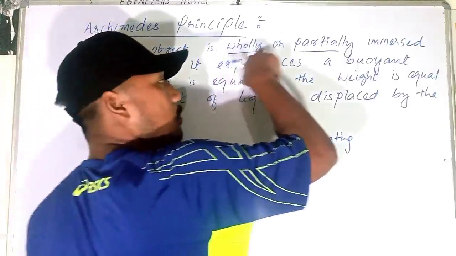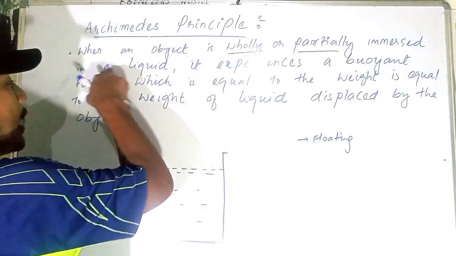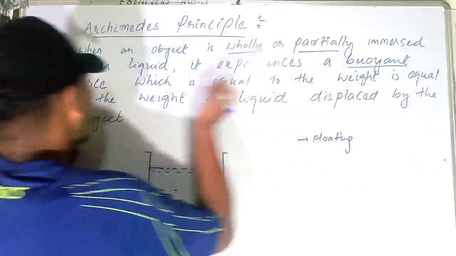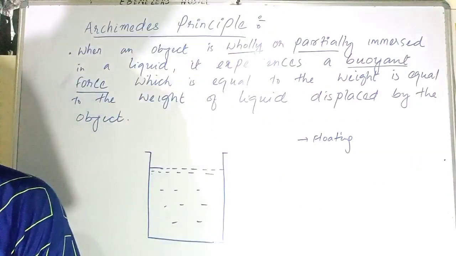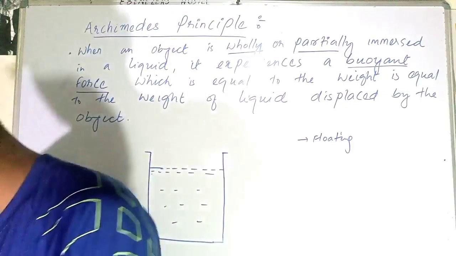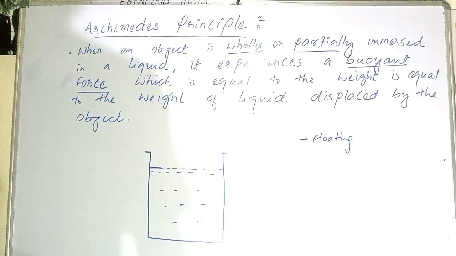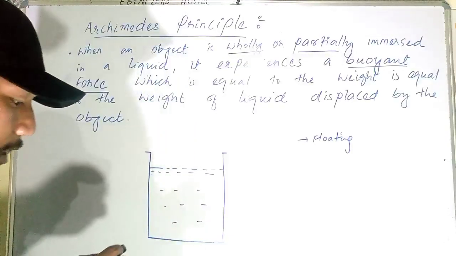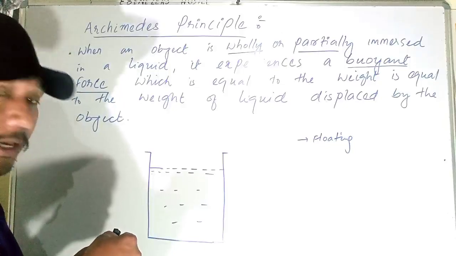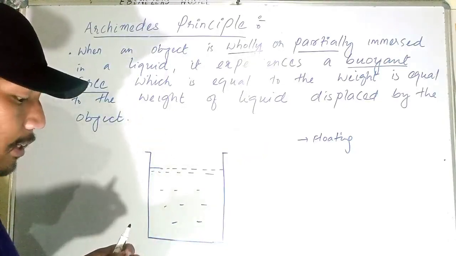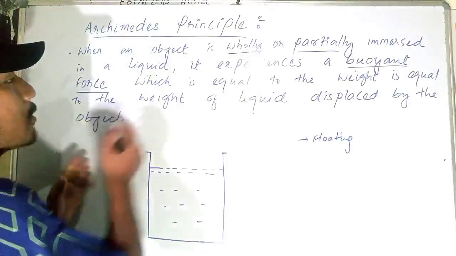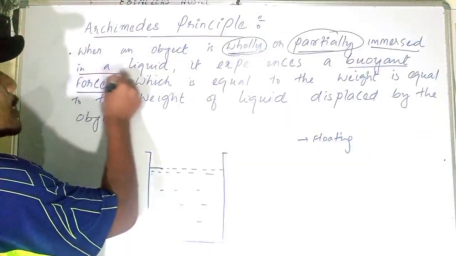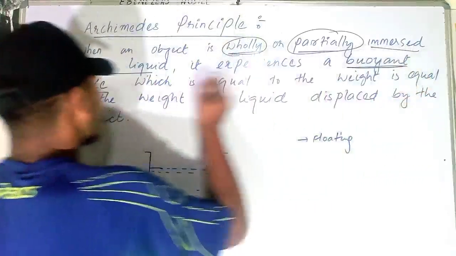When an object is either wholly or partially immersed in a liquid, this object will experience a buoyant force. This object will experience a buoyant force whenever it is either partially or fully immersed in the water. So what is it? When the object is partially or wholly immersed in a liquid, it experiences a buoyant force.